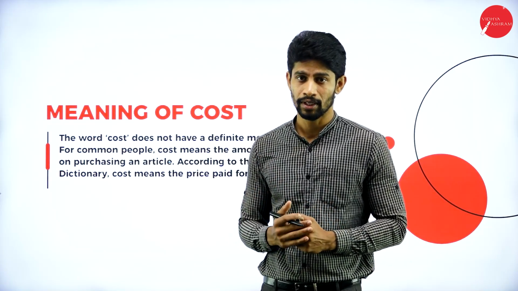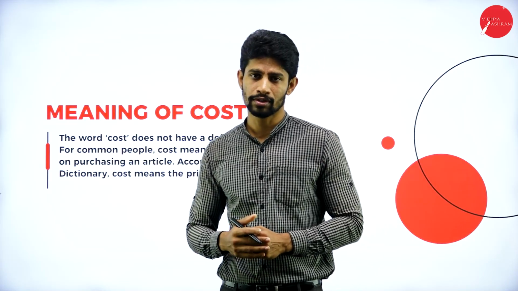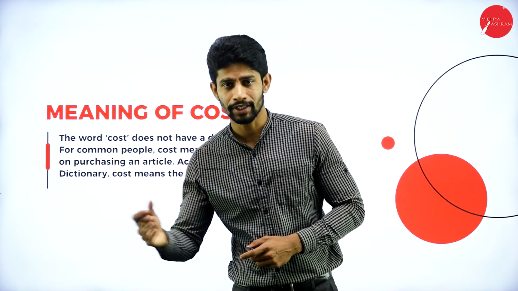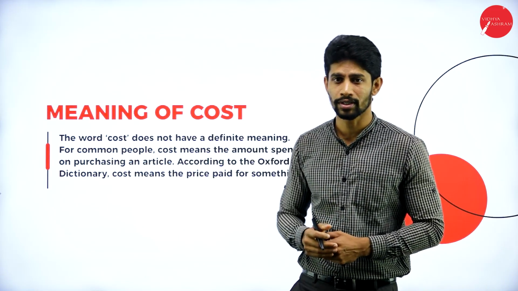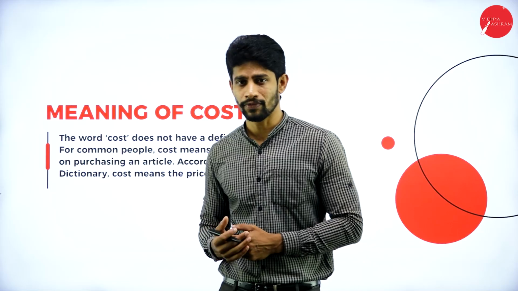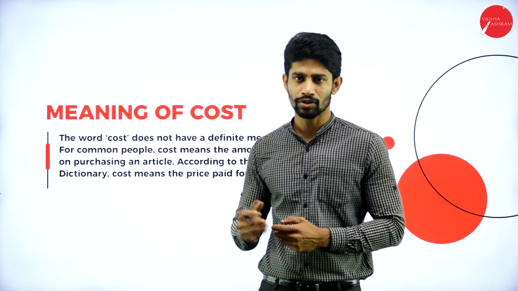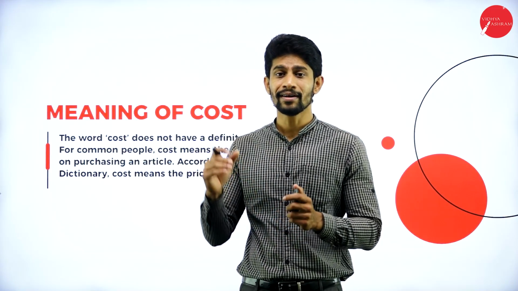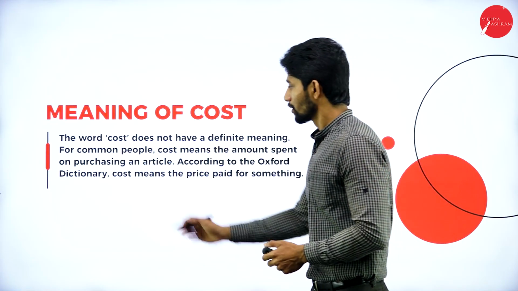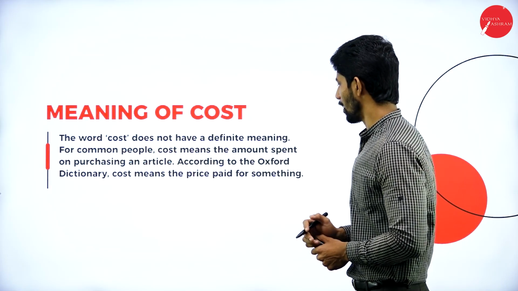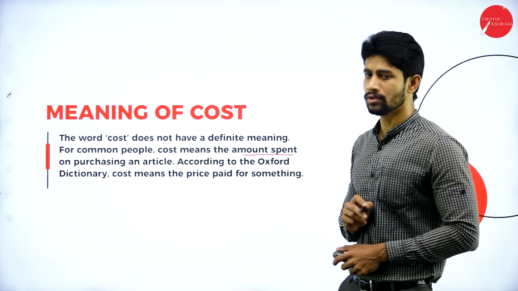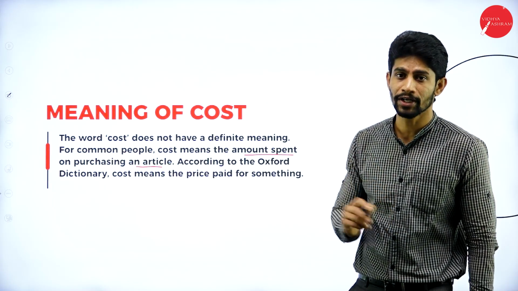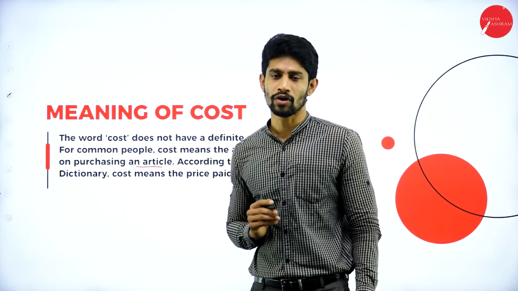For example, if you are spending some money to purchase clothes, the amount you are paying is cost. If you are purchasing some products, the amount spent on purchasing the product is called cost. If you are getting some services, the amount paid to that person to receive the services is called cost. So this word cost is not having a definite meaning. For common people, cost means the amount spent on purchasing an article.